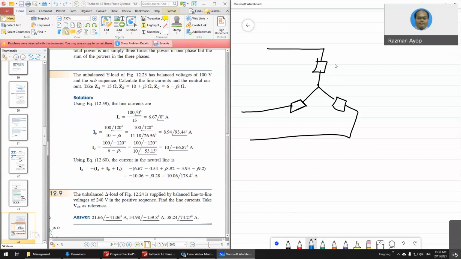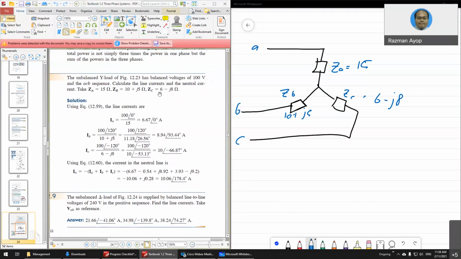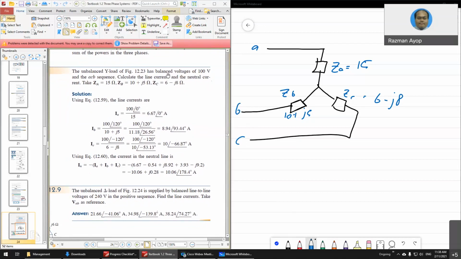This one is ZA equals 15. This one is ZB equals 10 plus j5, and ZC equals 6 minus j8. This one is A, this one is B, this one is C. So a balanced 100 volt. This one is also not very good. They should mention whether this is a phase voltage or line voltage. But for this case, I think this one is a neutral one.